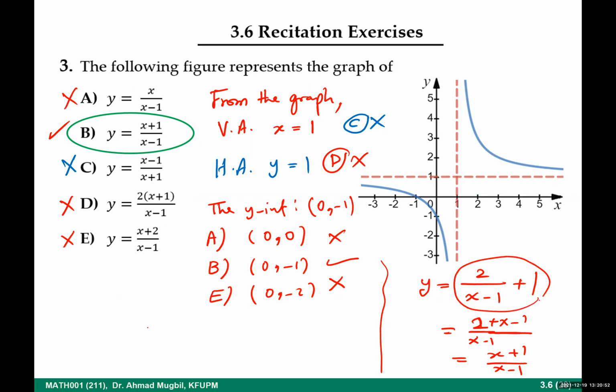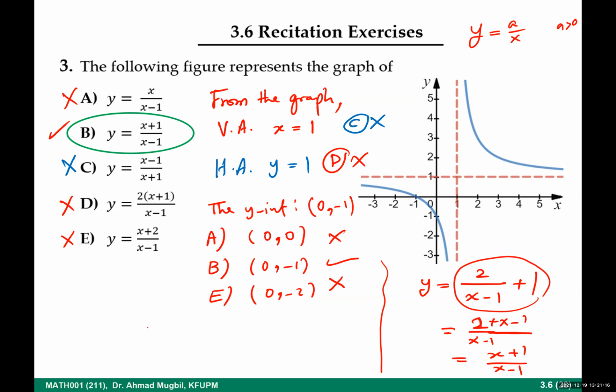Okay. Now, how to solve this without choices? You will do what I did here, but you will say: the graph here will be the same as the graph of 1 over x, but vertically stretched by A. I don't know what it is, but I know that A is positive. Why is A positive? There is no reflection.